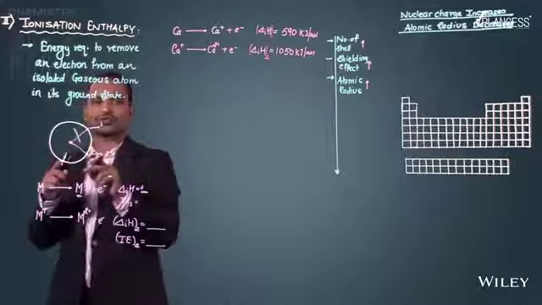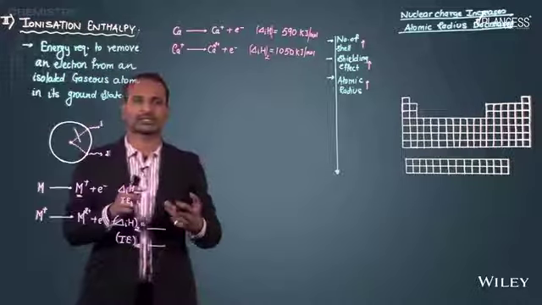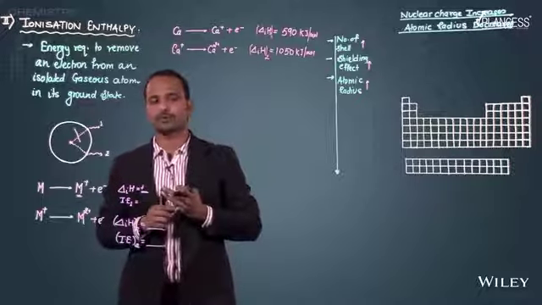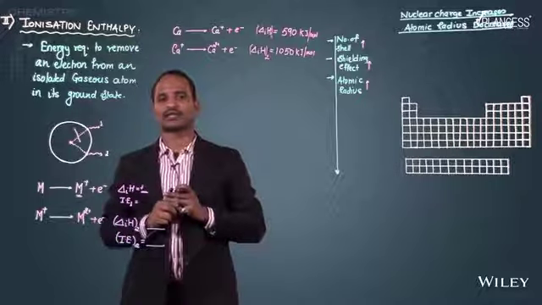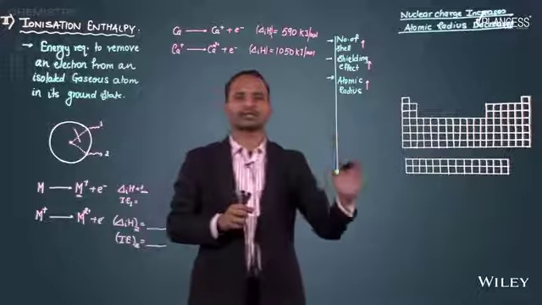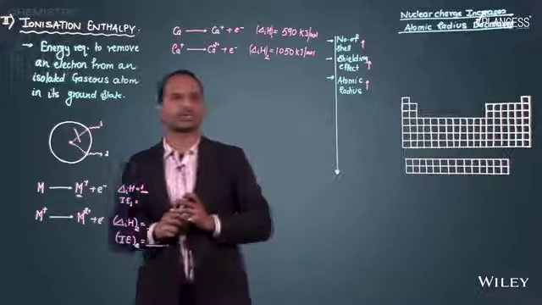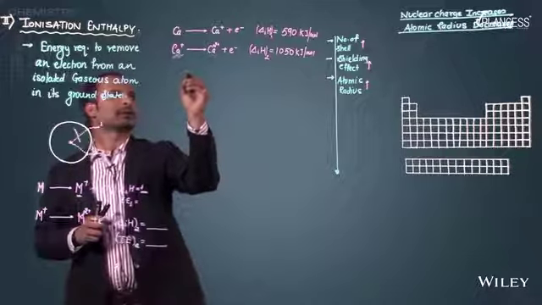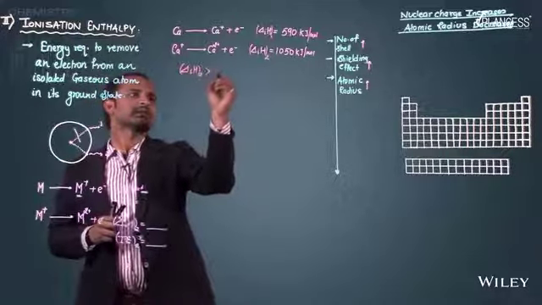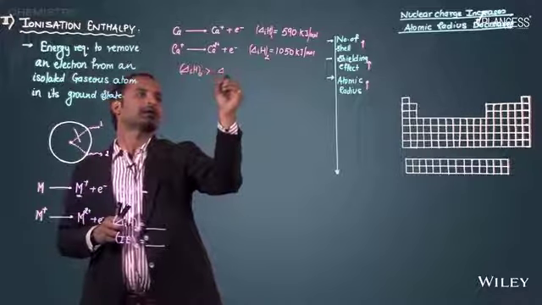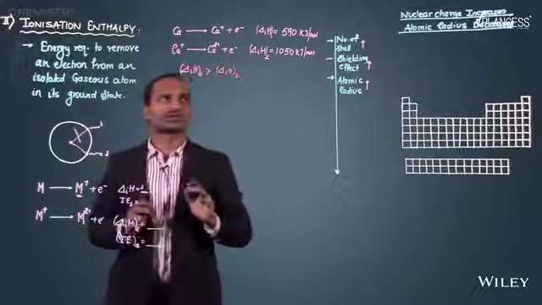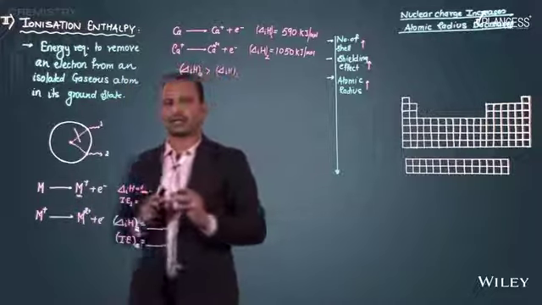Suppose the outermost shell contains a third electron. Then removing that third electron will require the highest energy, then the second, and the first electron will require the lowest energy. So the ionization enthalpy for the second electron is more than the ionization enthalpy for the first electron. So this is about the first and second ionization enthalpy.